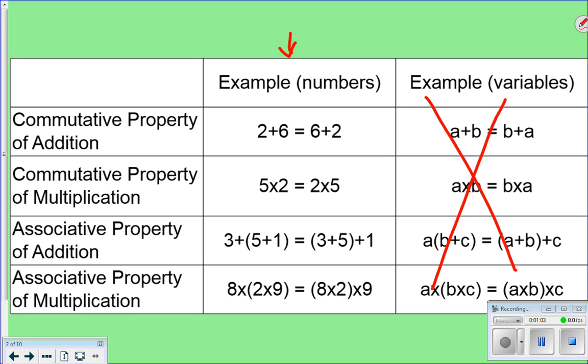Okay? And if you look, we're only doing addition and multiplication today. So you're always going to be using a commutative property of addition or commutative property of multiplication. Only using those two things. So I'll let you write that stuff down and then I'll talk more about it. Yep, go ahead and write associative down.